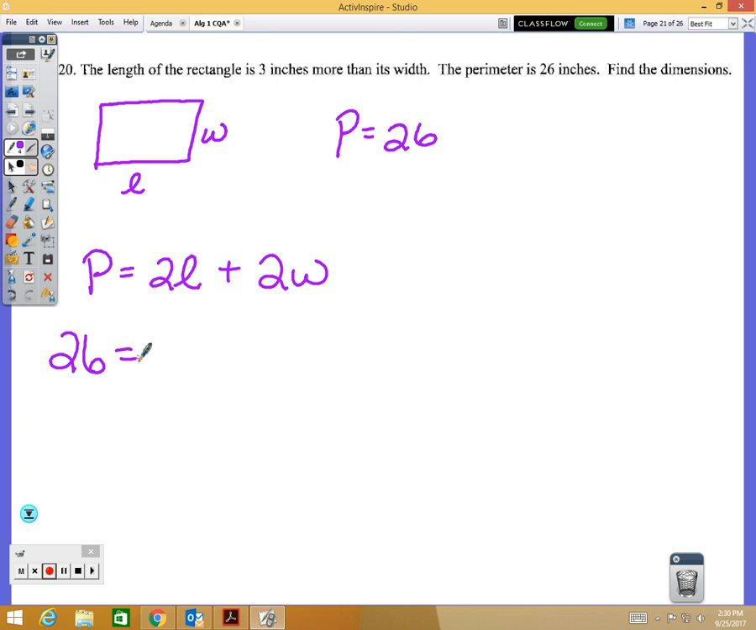So the reason that they tell us that the length is 3 more than the width, we're going to write this as W plus 3. So again, the length is 3 more than the width. So I'm rewriting the length as this right here. So 26 equals 2 times W plus 3 plus 2 times W. Because again, I only want one variable in this problem. And it's telling me that the length is 3 more than the width. So that's why I wrote it as W plus 3. Now work this out.